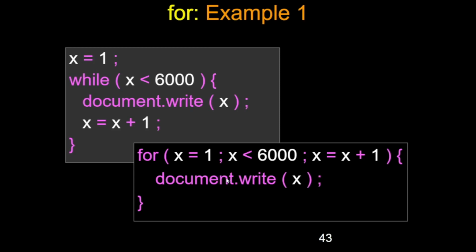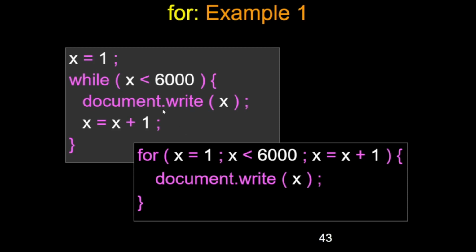Both of these are looping structures, and both execute a set of statements inside the curly braces multiple times until the test condition evaluates to false. Similar example to the previous one: x equals 1 in the while loop, x is less than 6000. As long as x is less than 6000, it will execute these two statements again and again, keep checking whether x is less than 6000 or not, and continuously update the value of x.